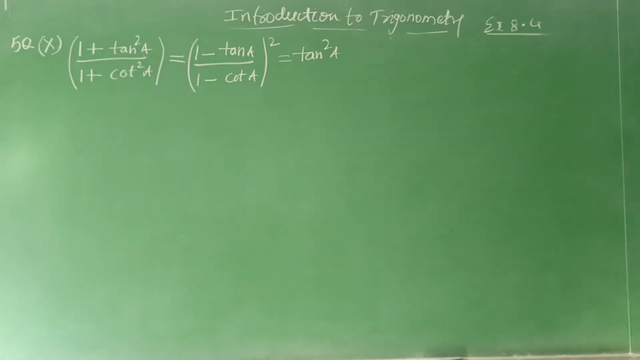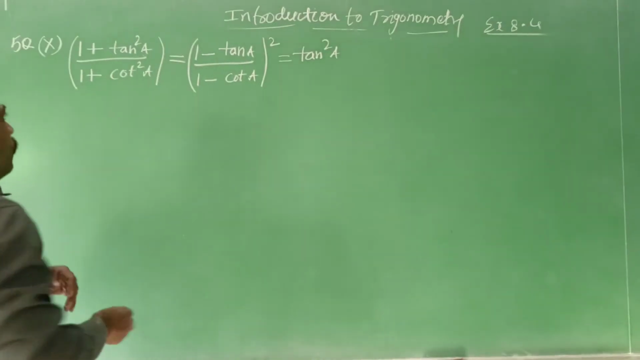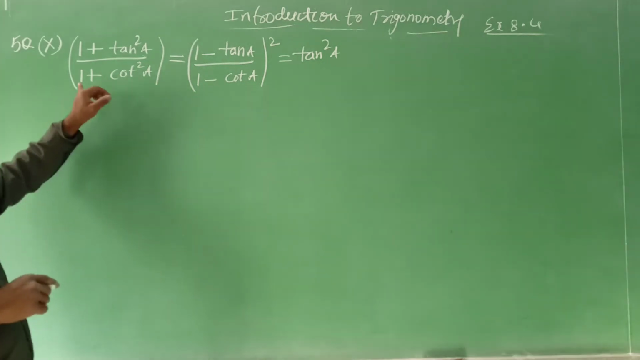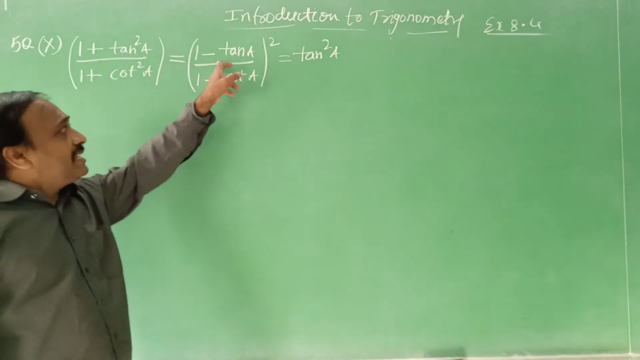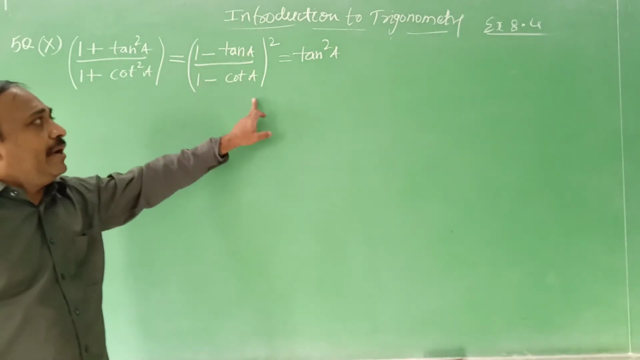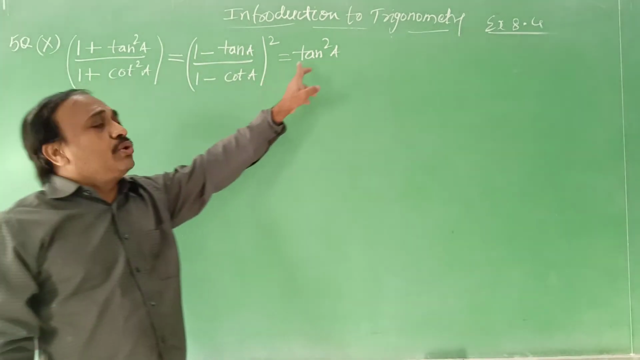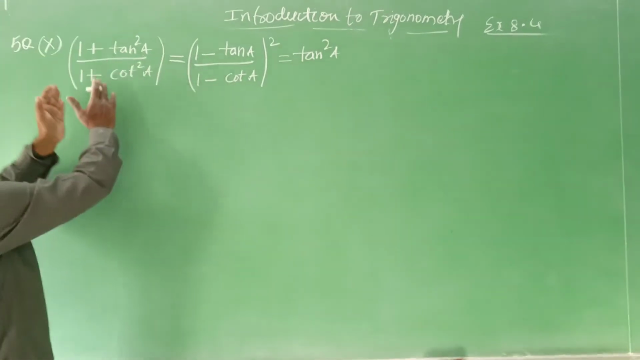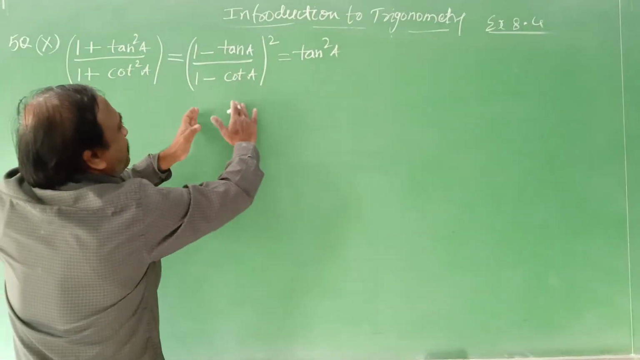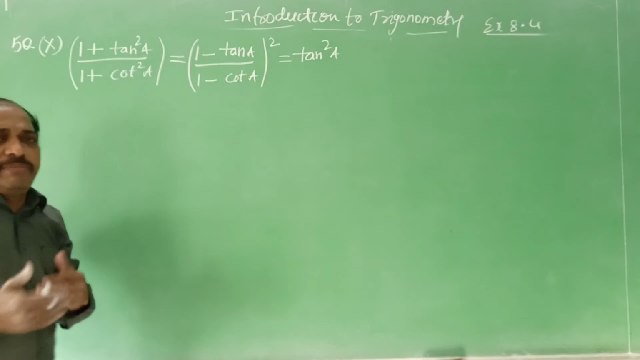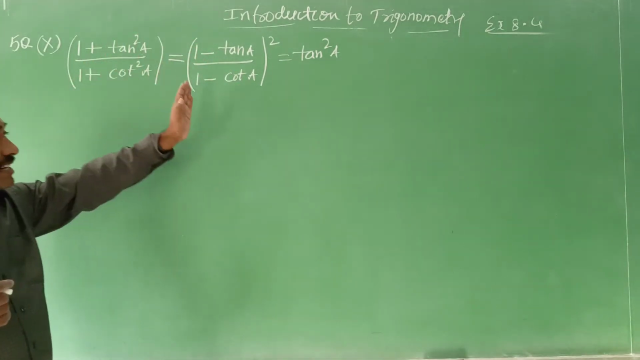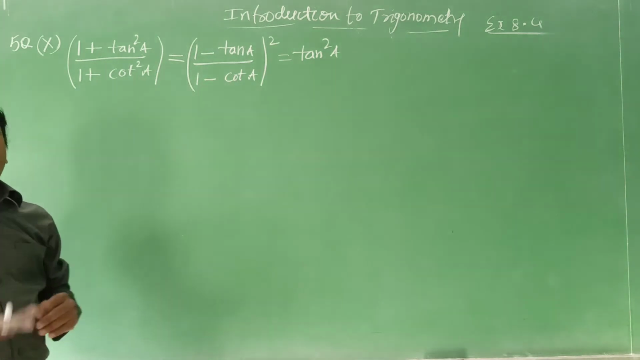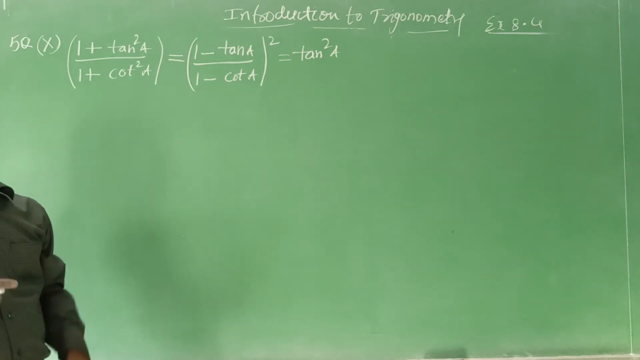Now you see question number 10. 1 plus tan square A by 1 plus cot square A is equal to 1 minus tan A by 1 minus cot A whole square, which is equal to tan square A. This part is equal to this part, which is equal to that. What is the meaning of that? The first one is equal to the second one, and the second one is also equal to the third one. If you prove it like that, then all three are equal.